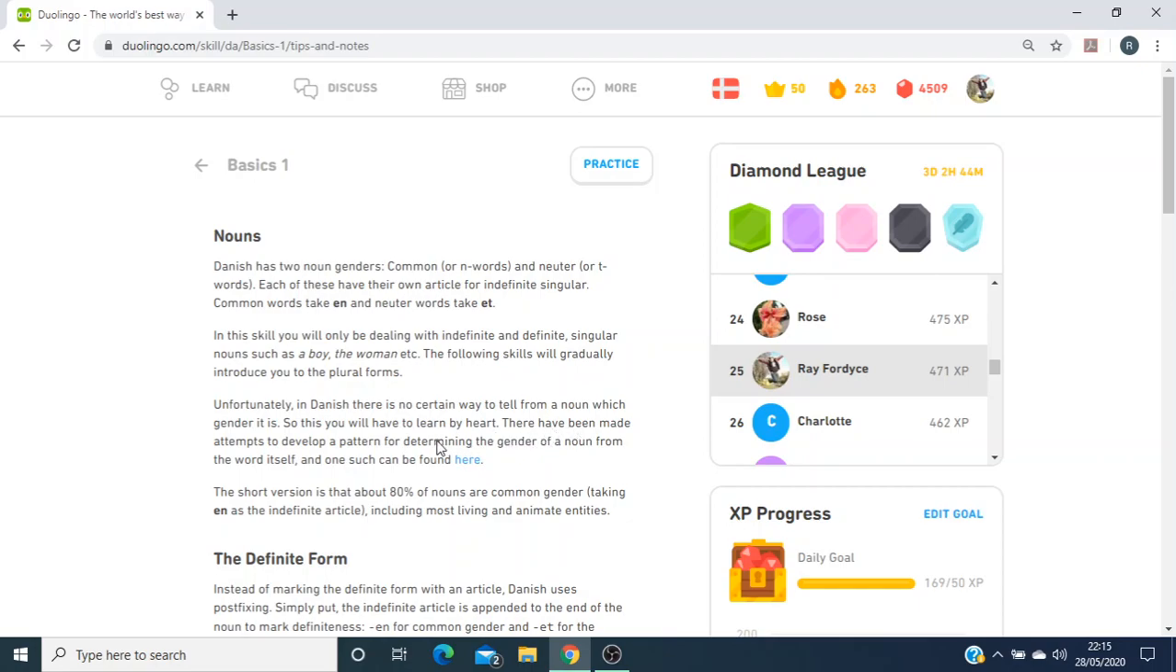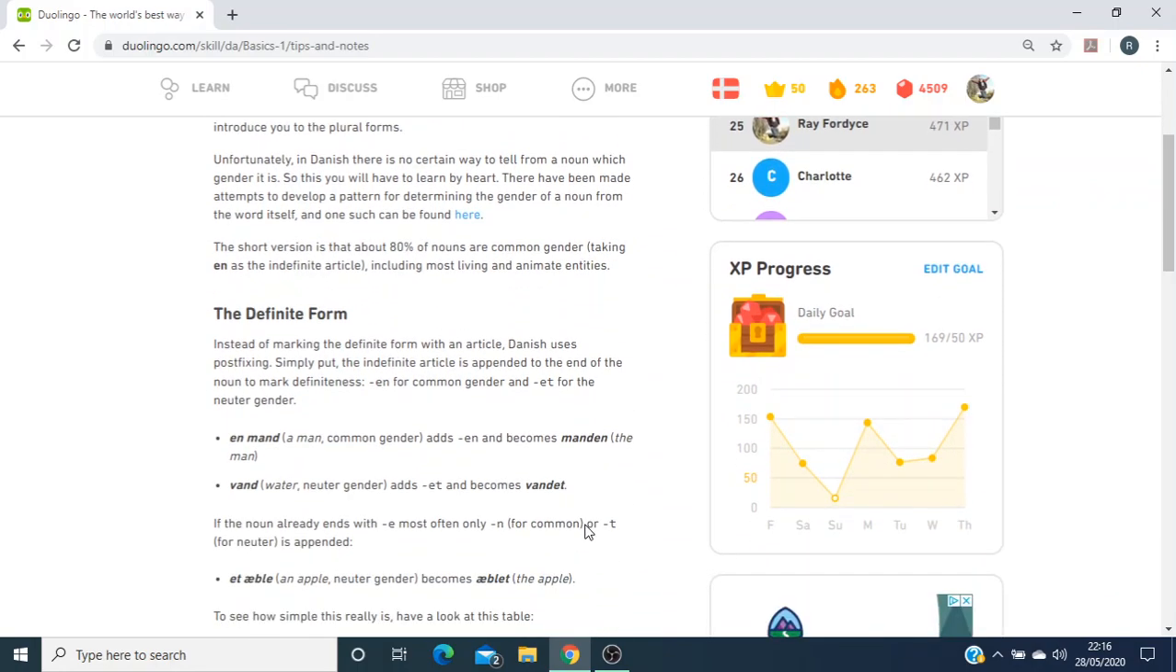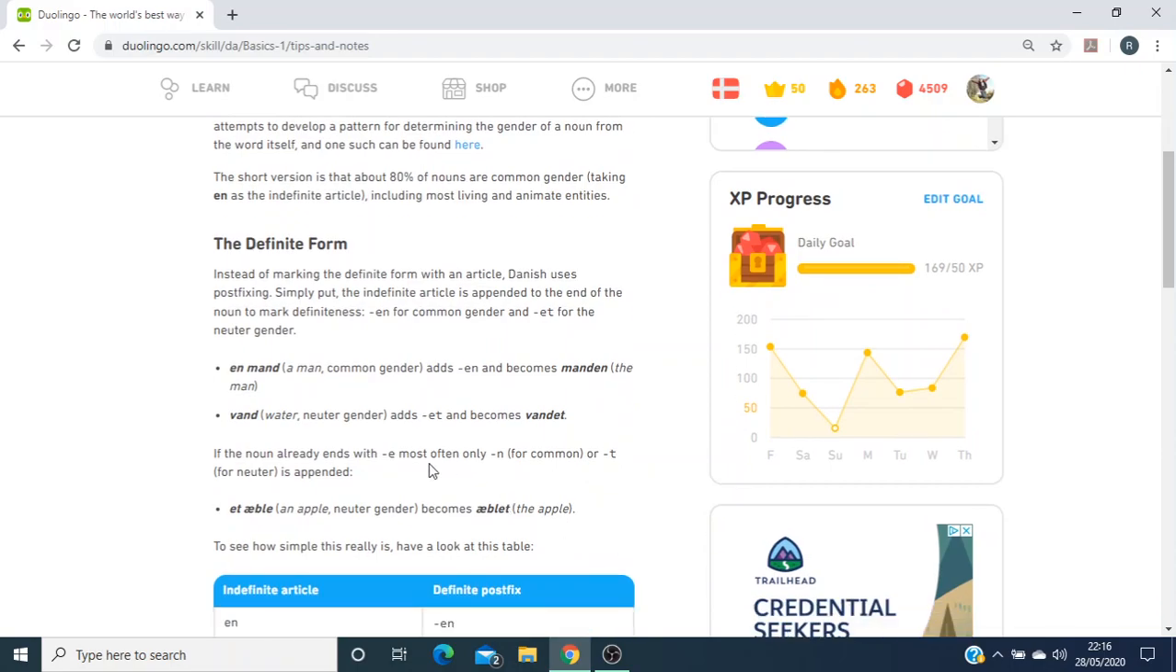There have been attempts made to develop a pattern for determining the gender of a noun from the word itself, and one such can be found here. The short version is that 80% of nouns are common gender, taking en as the indefinite, including most living and animate entities. That's helpful-ish. I know this is a strange thing you'll come across.